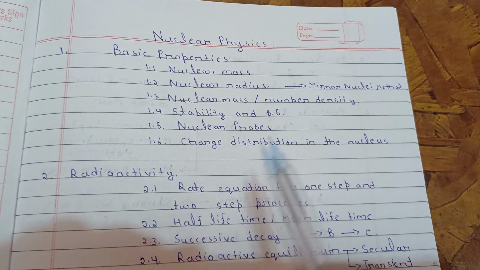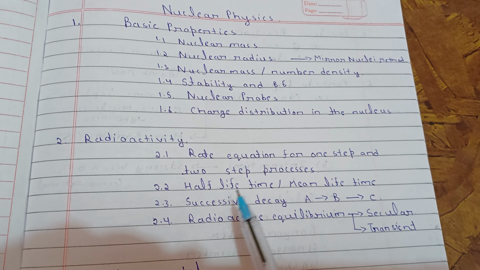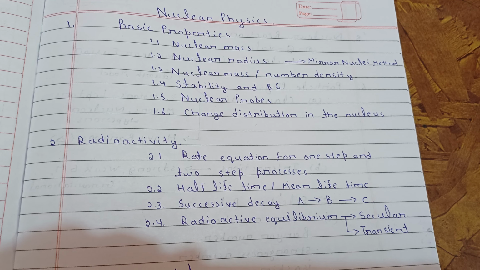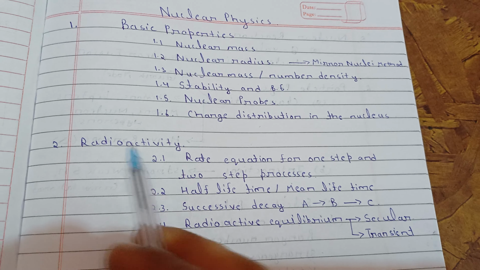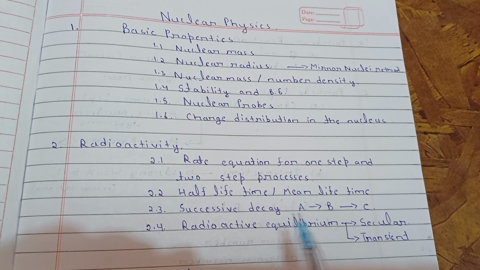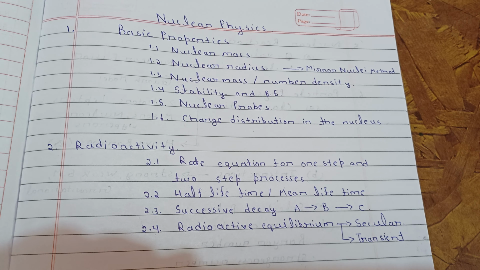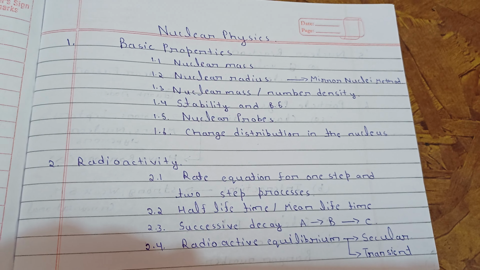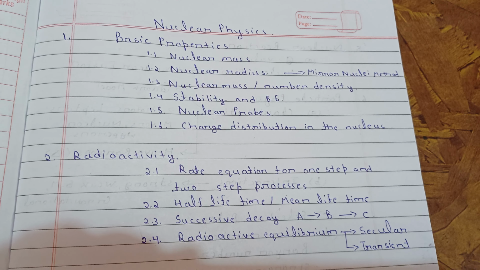And then we will see the radioactivity, rate equation for one step and the two step processes. So you already know what is radioactivity, so we'll study in detail about the radioactivity, half lifetime, mean lifetime, successive decay, A to B, B to C, radioactive equilibrium, secular and the transient. So these are the things which we actually observe in the natural world.